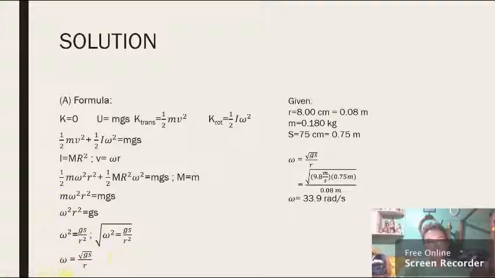Since we have the formula, we're gonna substitute. Our given radius is 8 centimeters. We're gonna convert it into meters, and also the distance. So we substitute 9.8, since our g is 9.8 meters per second squared, times s, which is 0.75 meters, over r, which is 0.08 meters, and we're gonna have an angular speed of 33.9 rad per second.